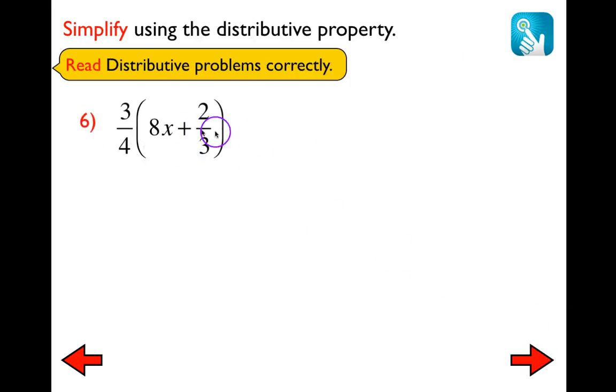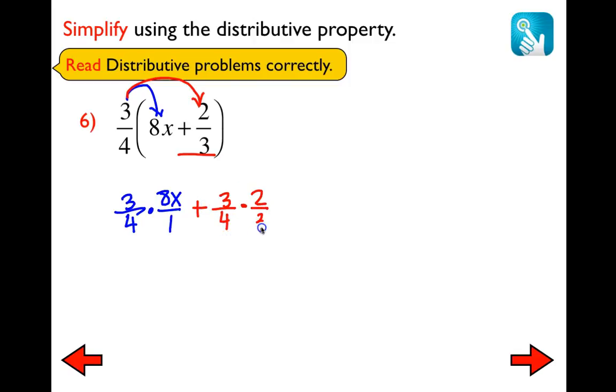So now for number 6, let's practice reading this aloud. I'm going to read this as 3/4 times the quantity 8x plus 2/3. First things first is distribute the 3/4 to the 8x. I'm going to multiply it and make 8x into a fraction right now. Now I'm going to multiply 3/4 times a positive 2/3. Positive times a positive is a positive. I'm going to write 3/4 times 2/3.